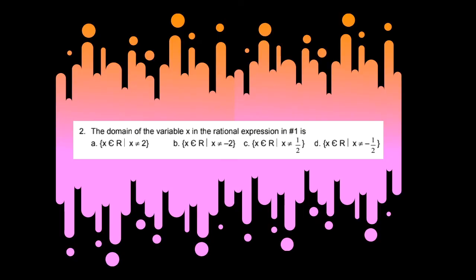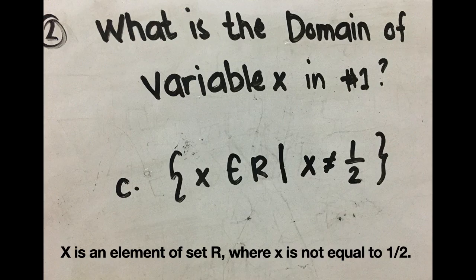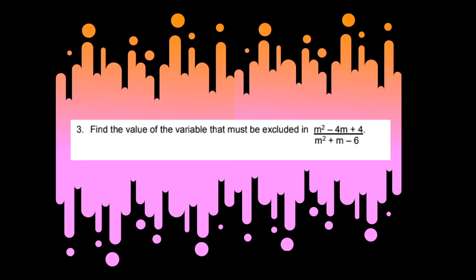Next example. The domain of the variable x in the rational expression in number 1 is it letter A, B, C, or D? The answer is letter C, and you read it as x is an element of set R, where x is not equal to 1/2. What we simply did was put the value of x, which is 1/2, the answer to number 1.